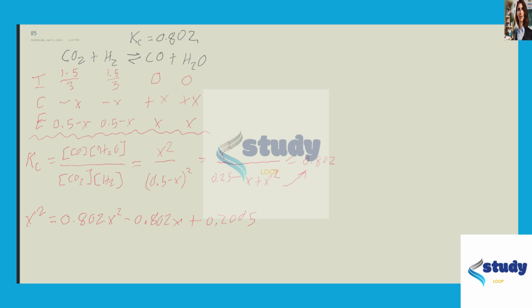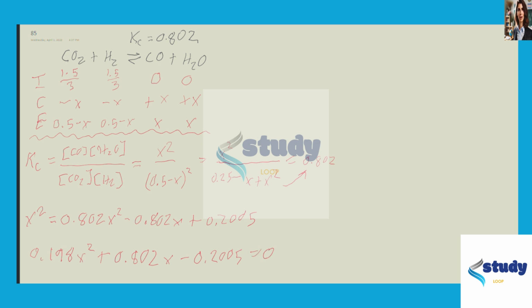Now to use the quadratic equation, I have to set this equal to 0. So I subtract over my X squared term, and get 0.198 X squared plus 0.802 X minus 0.2005 equals 0.